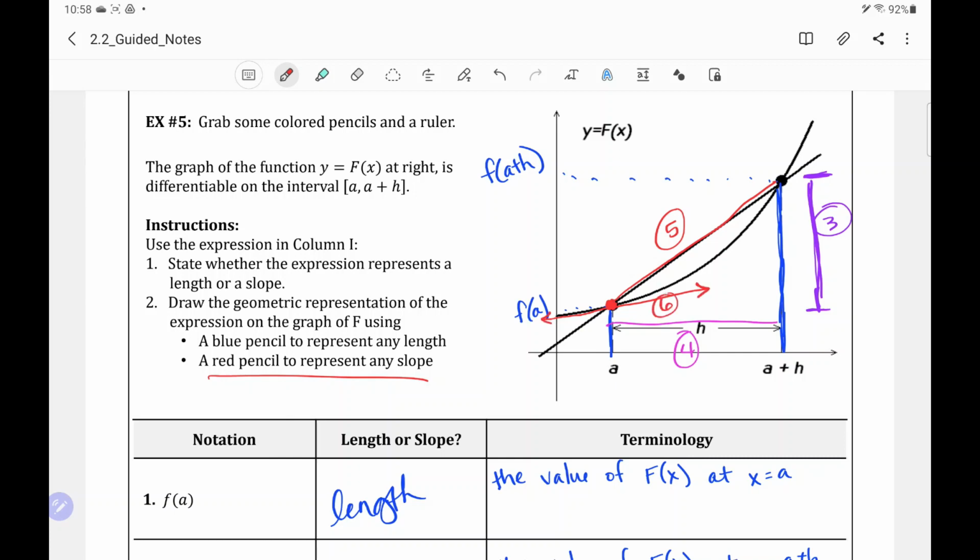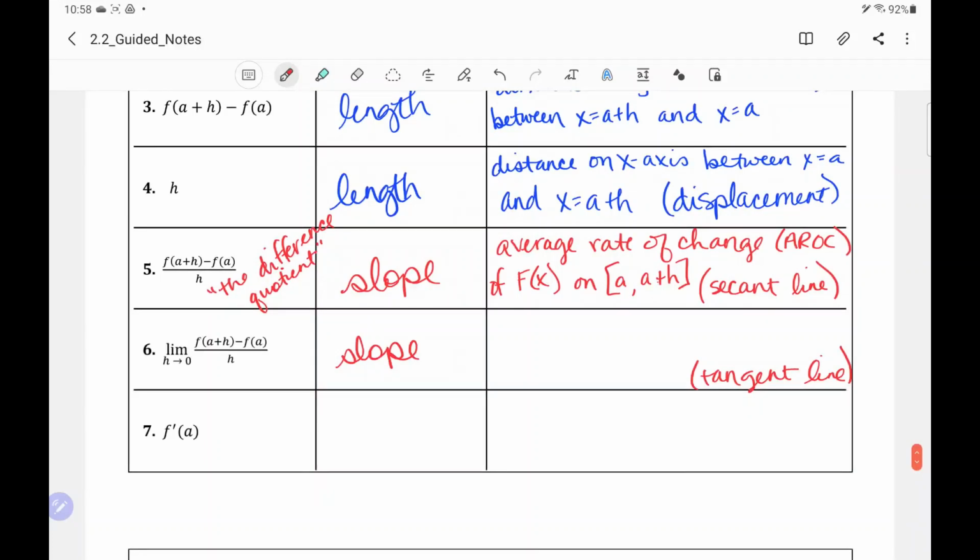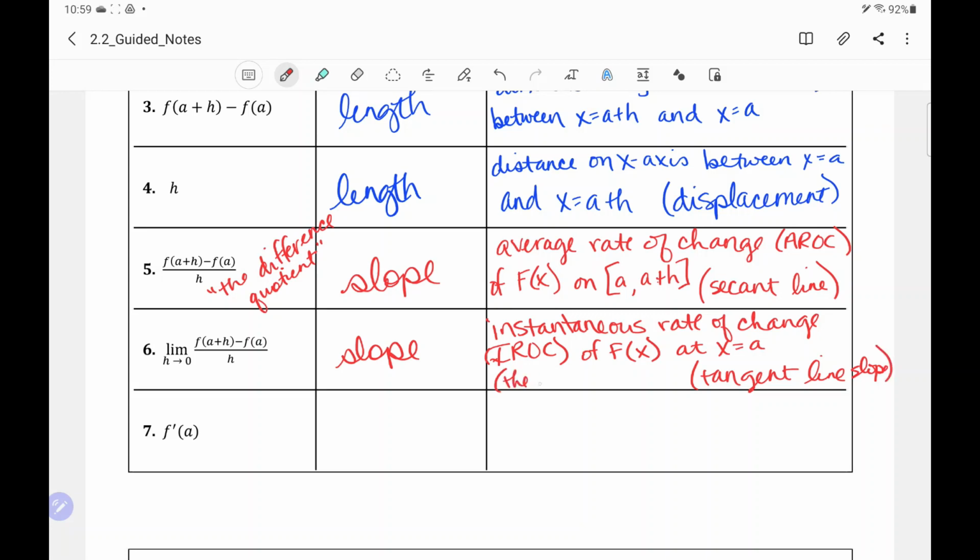So this is number 6. We're finding the slope of this line. I might not have drawn that very well, but hopefully you can tell what it means. Here's our terminology. It's the instantaneous rate of change, IROC, of f of x at x equals a. I am going to make one edit right here. It's the tangent line slope. It's not the actual tangent line, right? It's the slope of the tangent line. It's also what? The derivative.